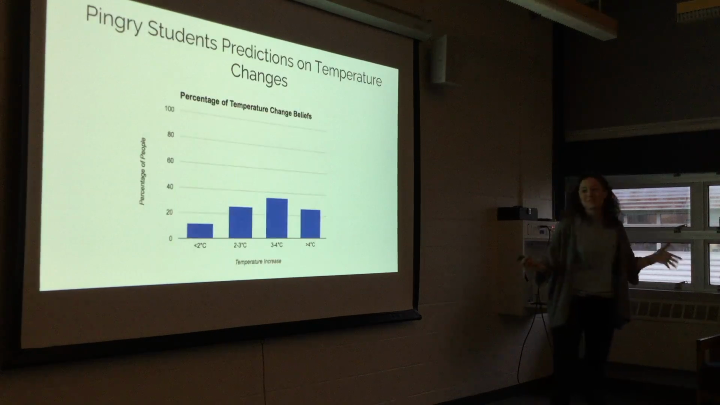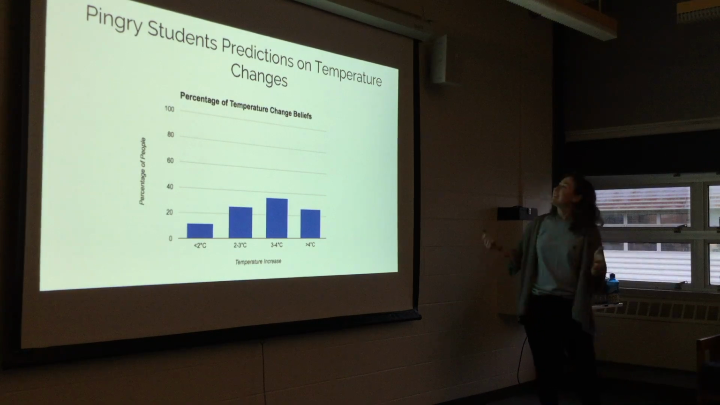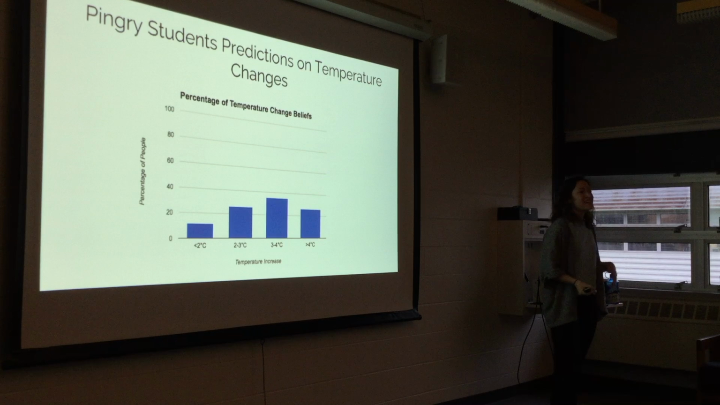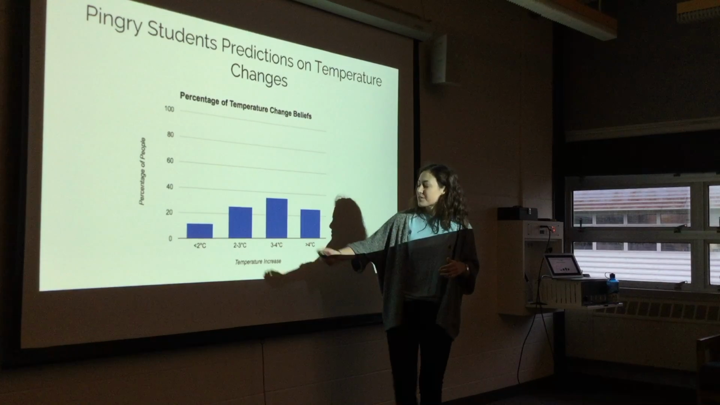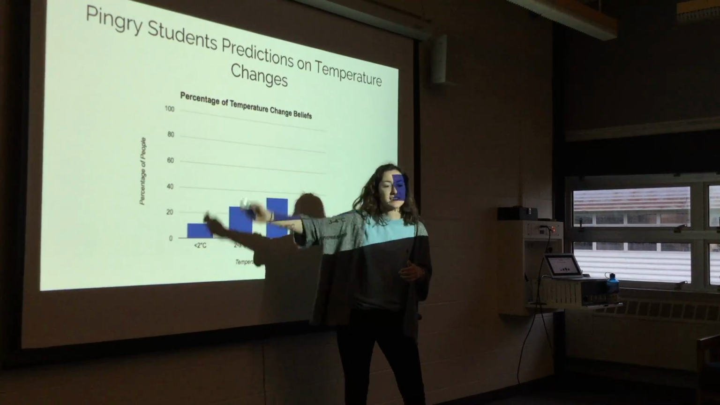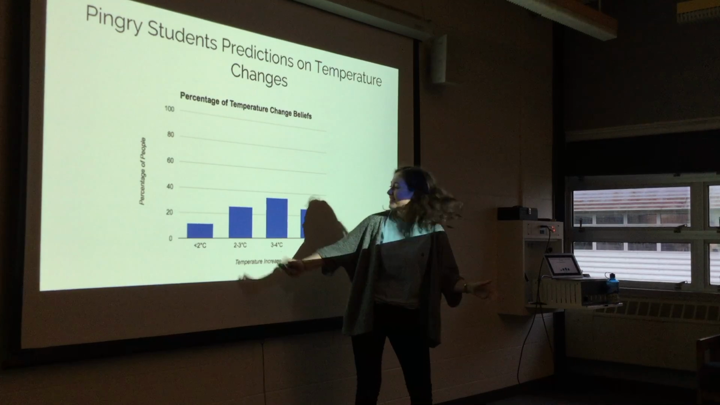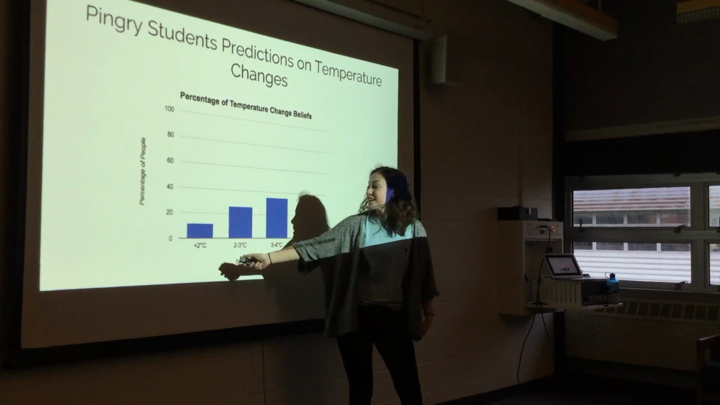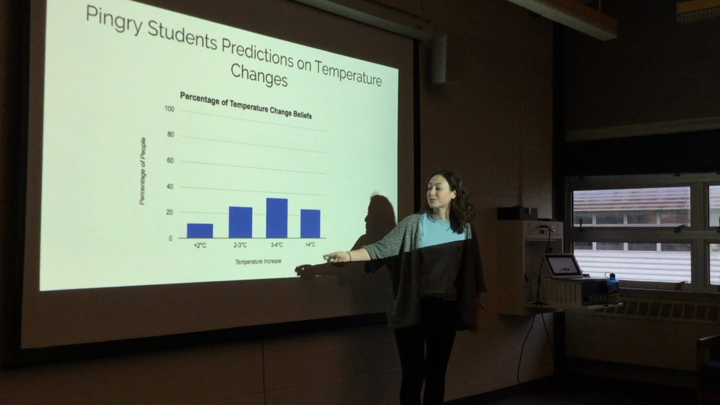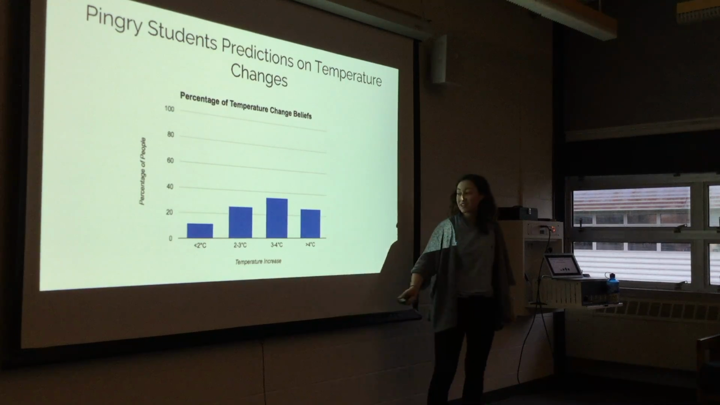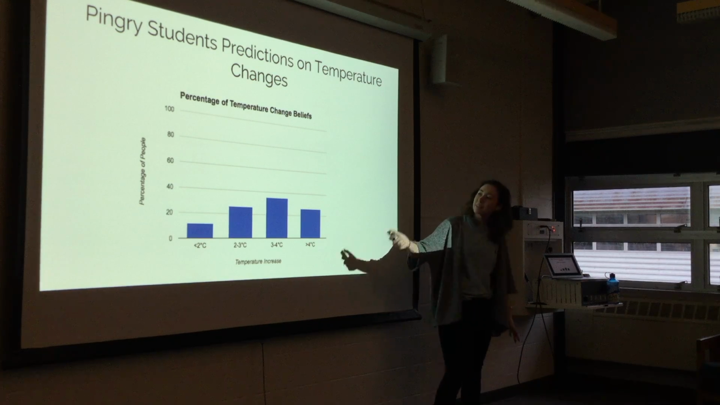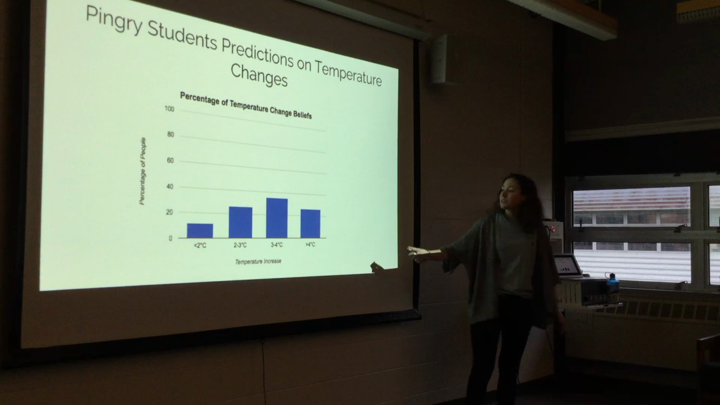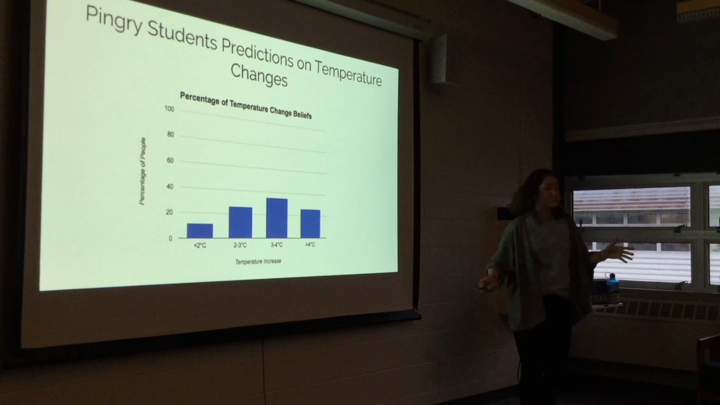And for my survey, I decided to compare Pingree students' predictions on temperature rises to the negotiators'. If you took the survey, you would see this is the percentage of people who thought each. Just over 2 degrees Celsius is around 10% of Pingree's population. To 3 degrees Celsius is around 30%. 3 to 4 degrees Celsius is just under 40%. And just under 4 degrees Celsius is around 30%. So we're very similar to our negotiators in our beliefs.